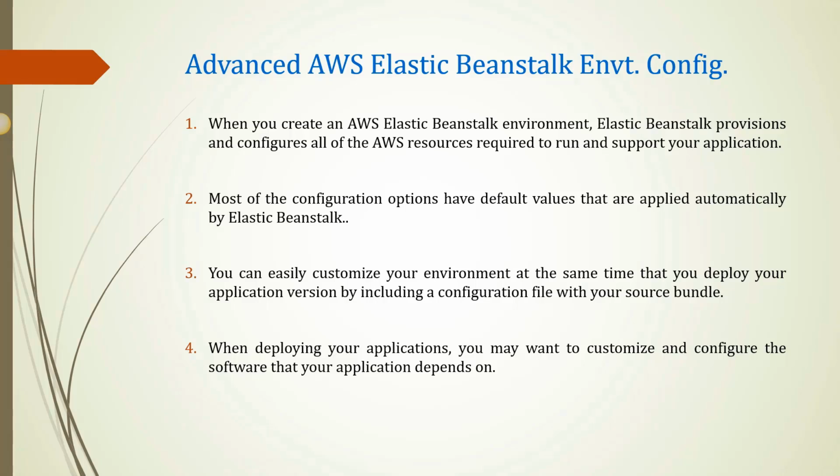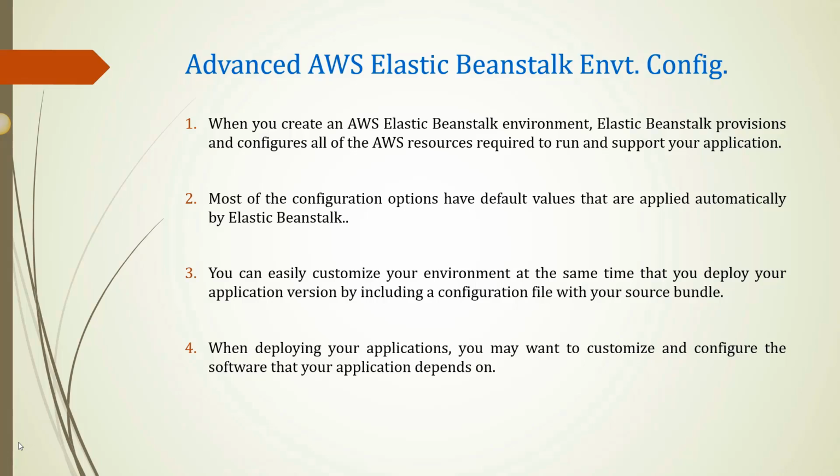So most of the configuration options have default values that are applied automatically by Elastic Beanstalk. You can override these defaults with configuration files, saved configuration, command line options, or by directly calling the Elastic Beanstalk APIs. The EB CLI and Elastic Beanstalk console also apply recommended values for some options. You can easily customize your environment at the same time that you deploy your application version by including a configuration file with your source bundle.